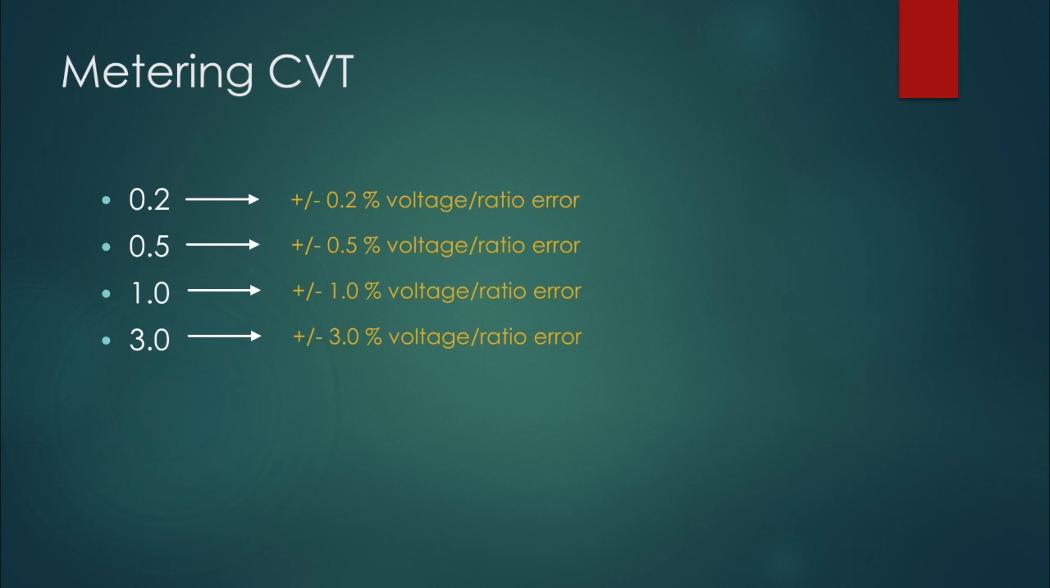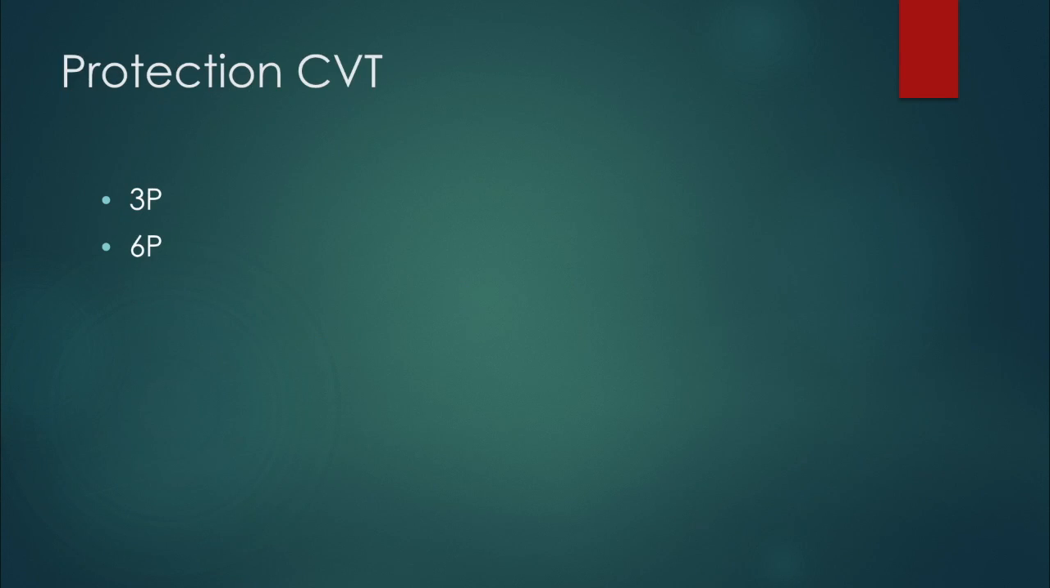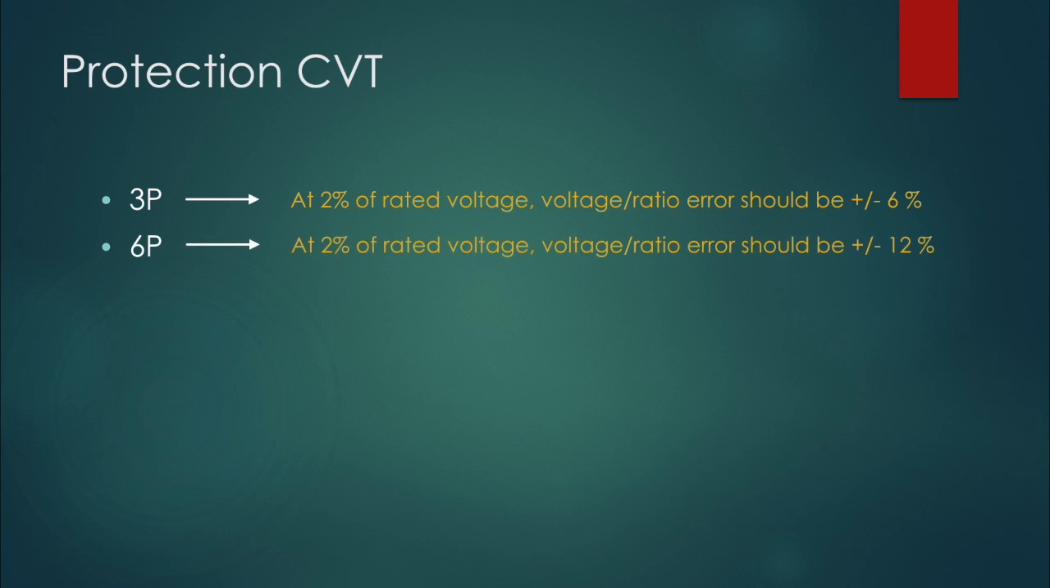There are accuracy classes for protection CVT also, which is 3P and 6P. 3P class means even if we apply 2% of rated voltage to CVT, the voltage or ratio error should be within plus or minus 6%. Similarly, 6P class means even if we apply 2% of rated voltage to CVT, the voltage or ratio error should be within plus or minus 12%. So of course 3P class is more accurate and better than 6P class.